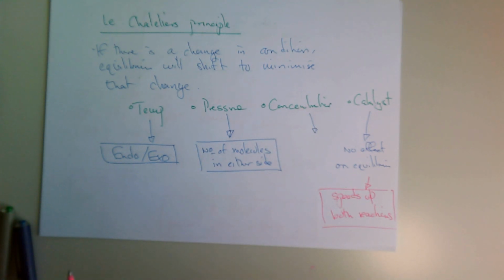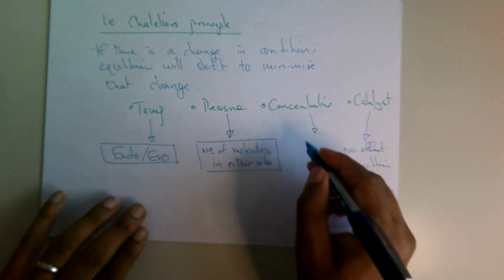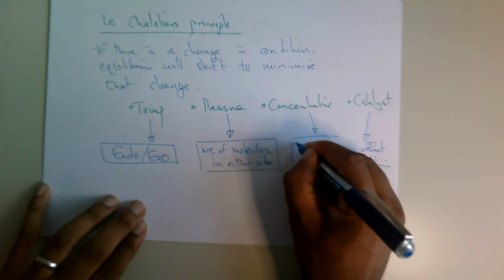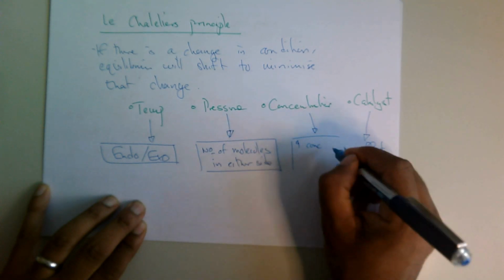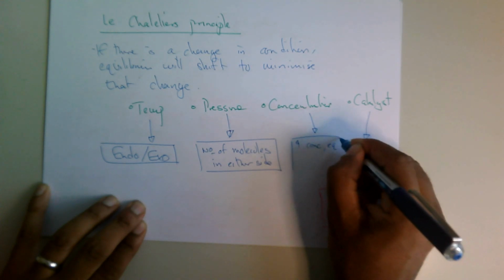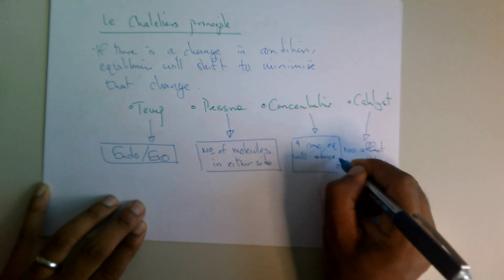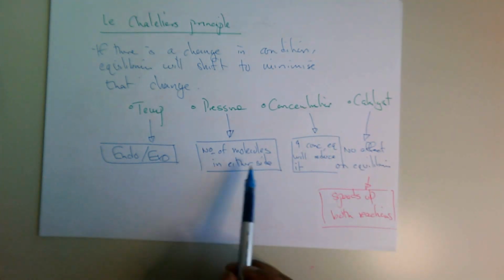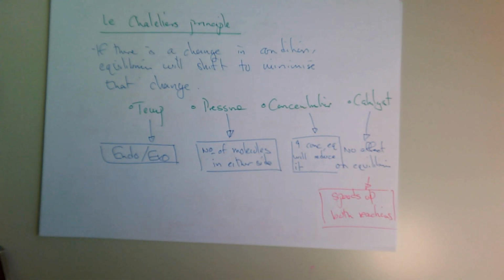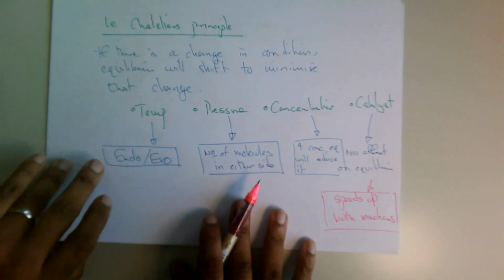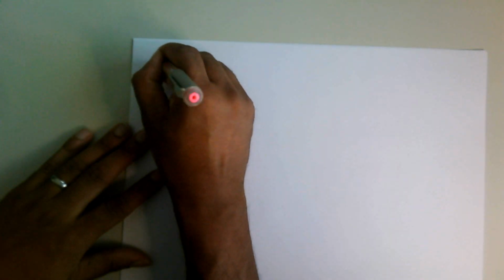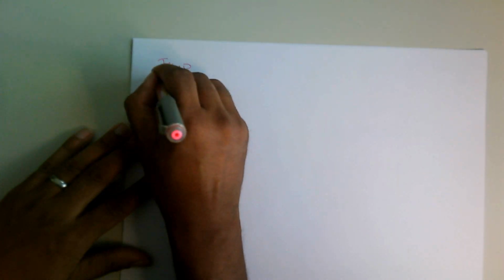Concentration, like I said, it's mainly to do with changing. So increase concentration, equilibrium will reduce it. And then pressure and temperature, we'll talk about it now. Now, with temperature, the main thing you need to consider here is which reaction is endothermic and which reaction is exothermic.